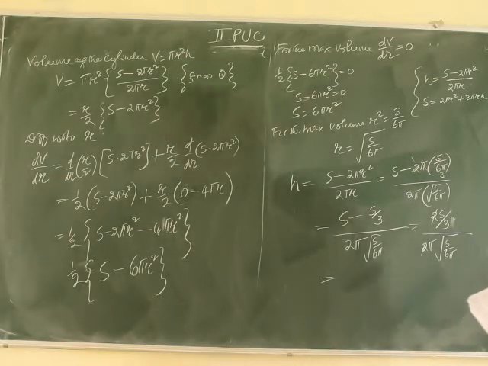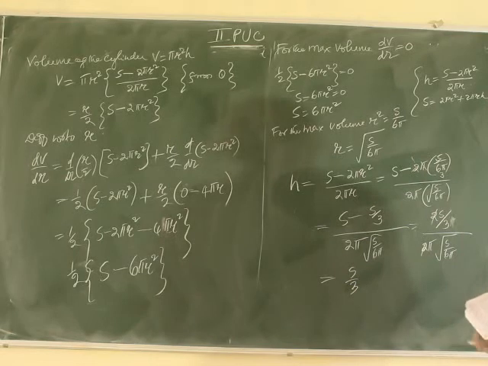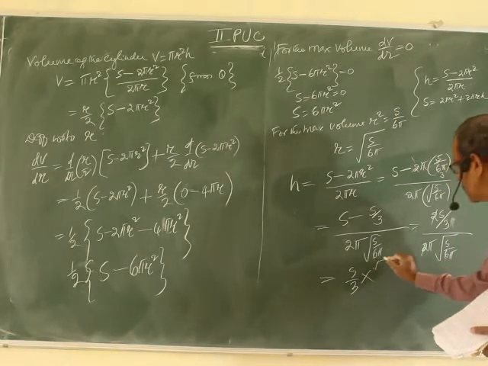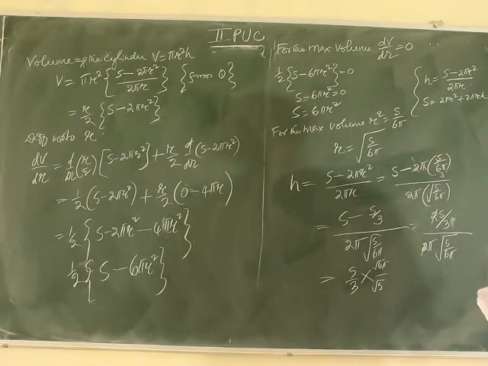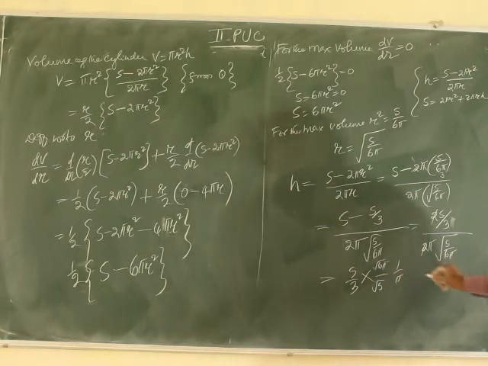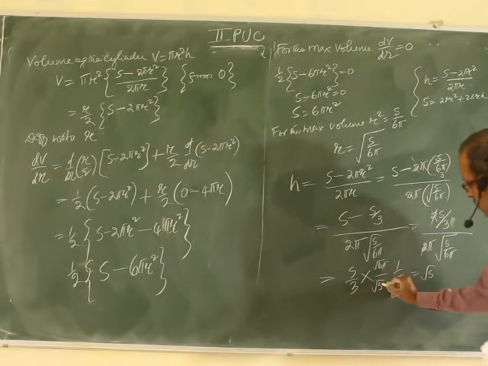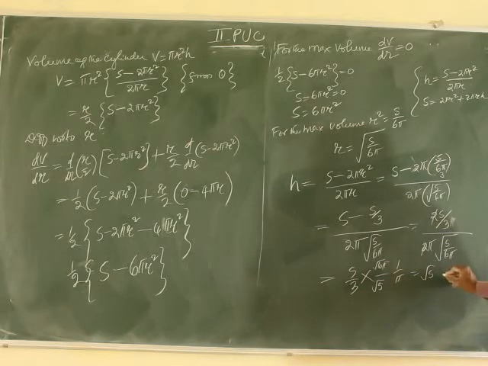Simplification is left actually. S by 6 pi, or let me do that one. S by 3 into root 6 pi by root S, root 6 pi by root S, 1 by pi. Or it is equal to root S, dividing root S. This is root 3 into root 2, root 6 by 3.